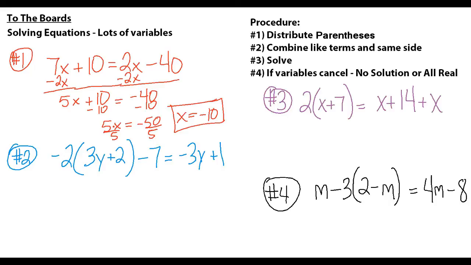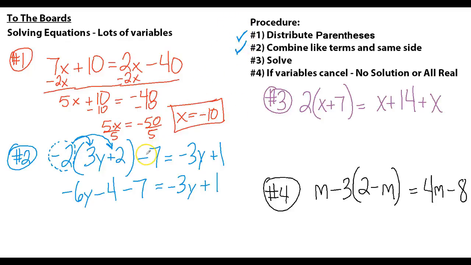Let's take a look at number 2. In number 2, first thing we need to do is distribute parentheses. We've got parentheses here, so this negative 2 on the outside is going to need to get distributed into the parentheses. So negative 2 times 3y is negative 6y, and negative 2 times 2 is negative 4, minus 7 equals negative 3y plus 1. So we distribute it into the parentheses.